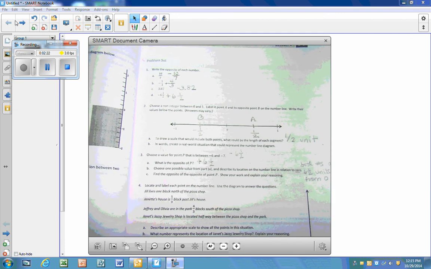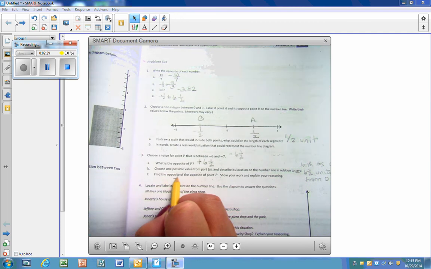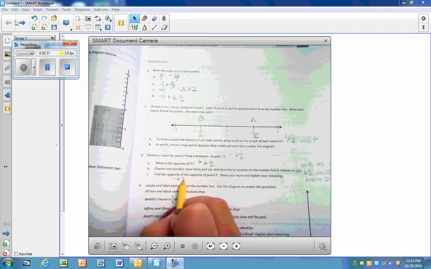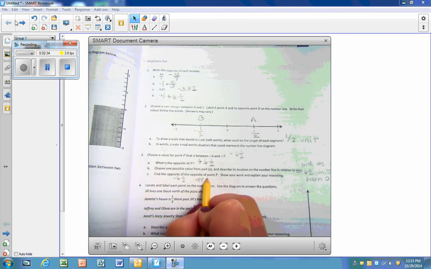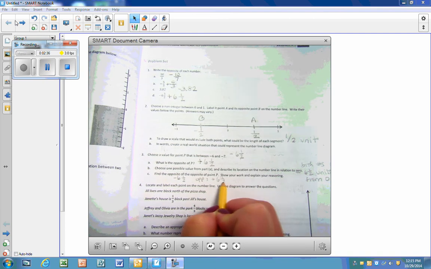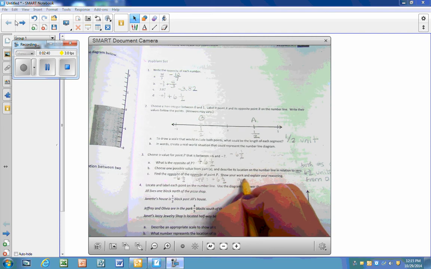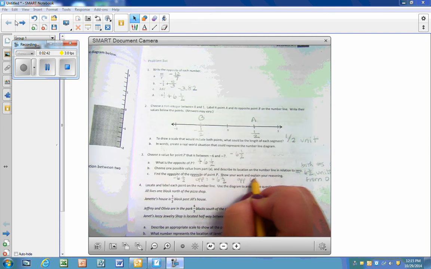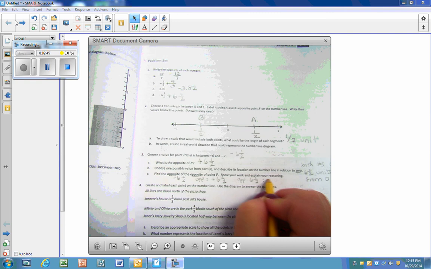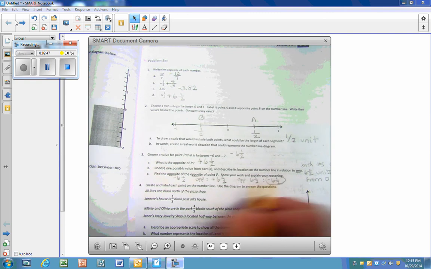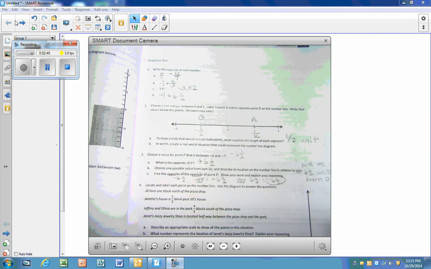Alrighty. Part C, find the opposite of point P. So point P was -6.5. The opposite of that was positive 6.5. So I need to see the word opposite twice. So the opposite of the 6.5 is now -6.5. All right, so the word opposite is twice in my work. Number 4, locate and label each point on the number line. Use the diagram to answer the questions.